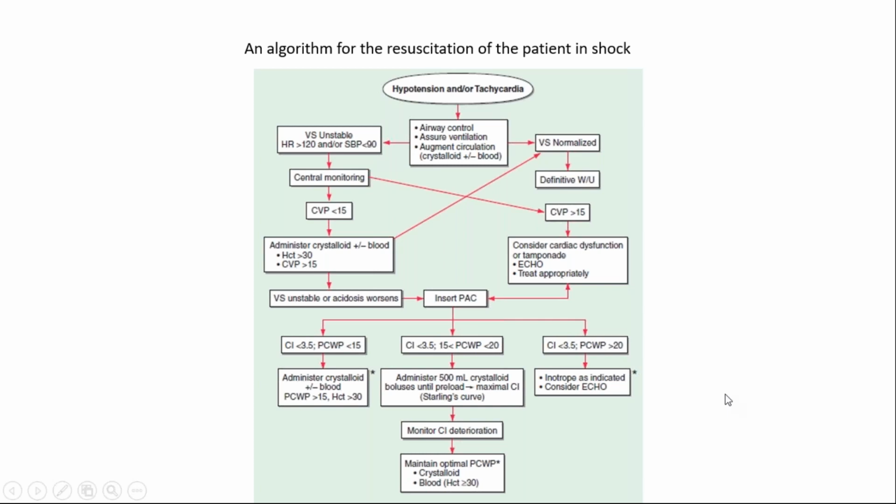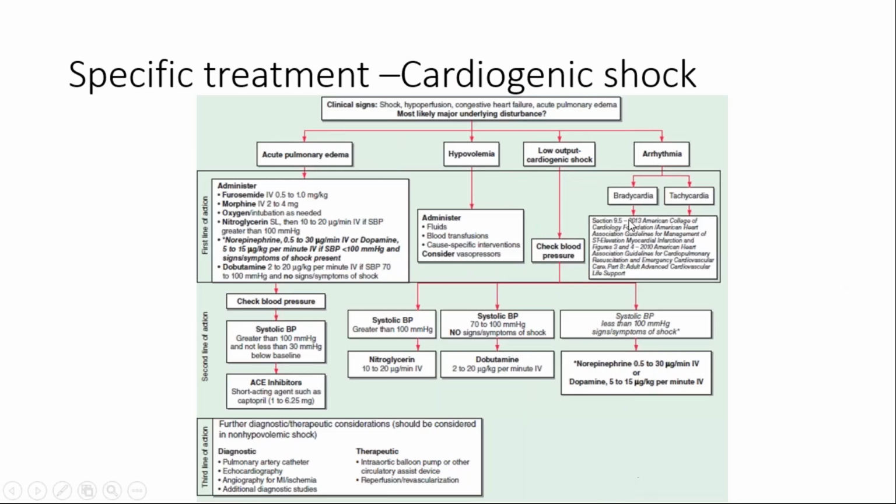So managing shock, firstly, look for the cause. What is the cause which has led the patient to the shock? Measure CVP, and then an arterial catheter should be inserted and look for capillary wedge pressure. If an arterial line is not feasible, go for a central line and then measure CVP and administer the fluid accordingly. This is the management of cardiogenic shock, specific for cardiogenic shock.